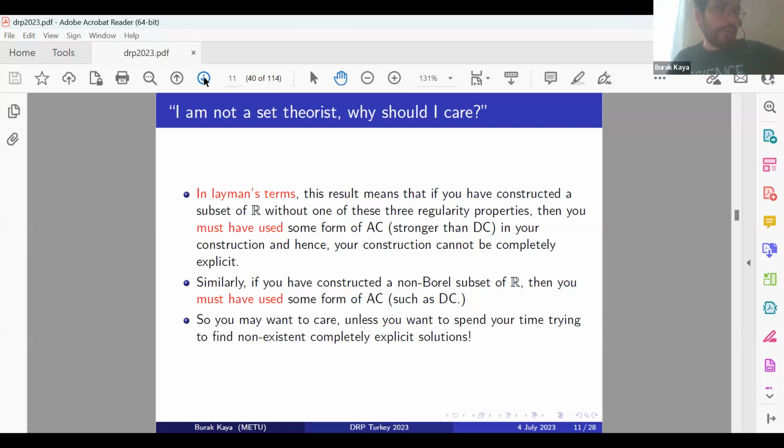whatever you are searching for, if you know that your solution has to be non-Borel, you should think of the following. This solution must be non-Borel, which means that my proof has to use at least dependent choice, so it can't be completely explicit. There will be some choices around. Or if you know your solution is not Lebesgue measurable, then these results tell you that it can't be explicit at all. You can't just write it down explicitly. You must use the axiom of choice in a very strong form, okay? So if you want your solutions to be explicit, you should care about Borel sets and projective sets.